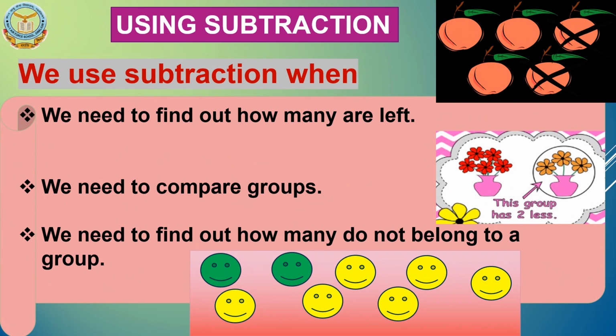Now learn where to use subtraction. We use subtractions when we need to find out how many are left. For an example, from 5 apples, if you eat 2 apples, how many apples are left? We use subtractions when we need to compare groups. Here, see, there are 2 vases. In first vase, there are 5 red flowers. In second vase, there are 3 yellow flowers. So, how many yellow flowers are less than red flowers?